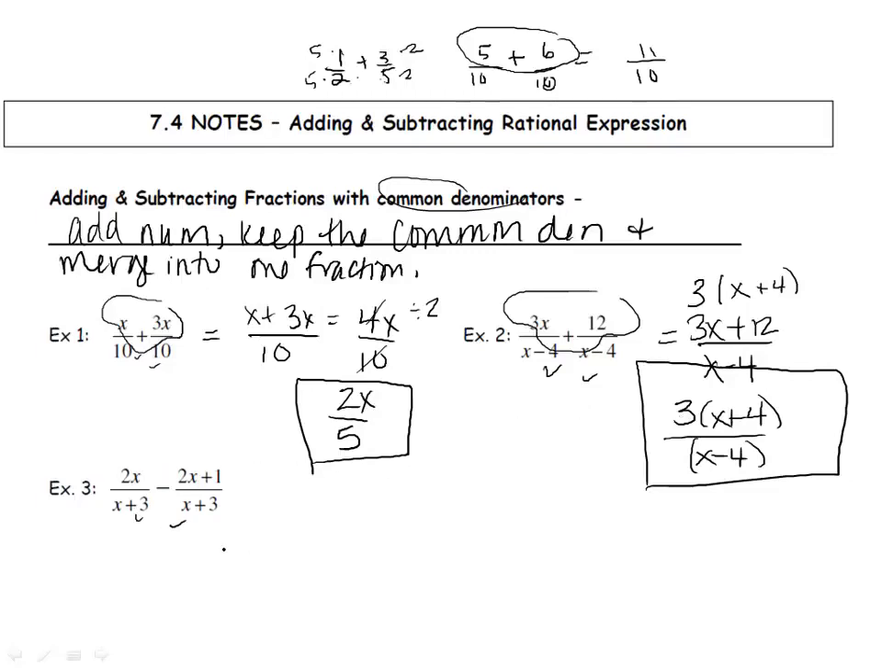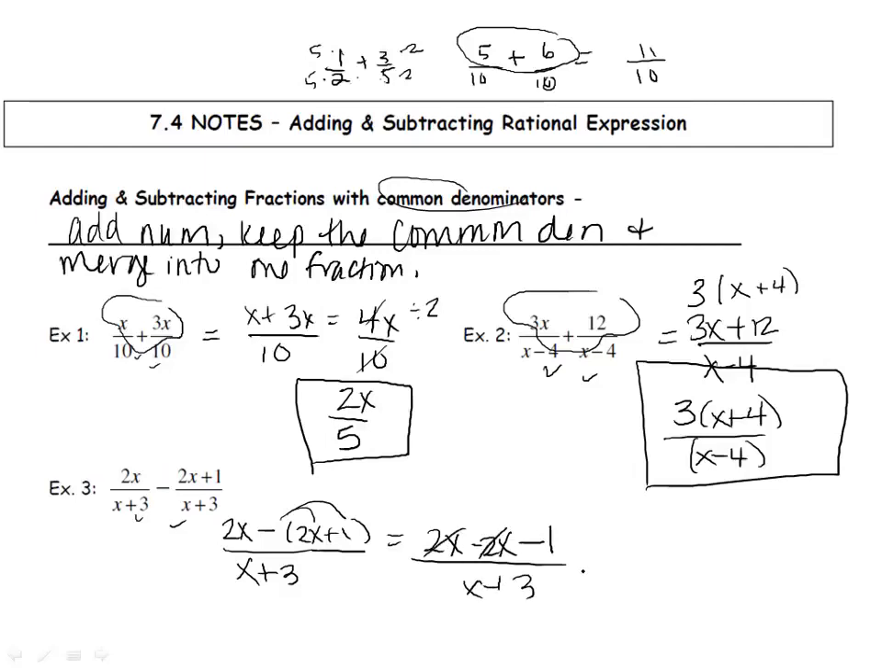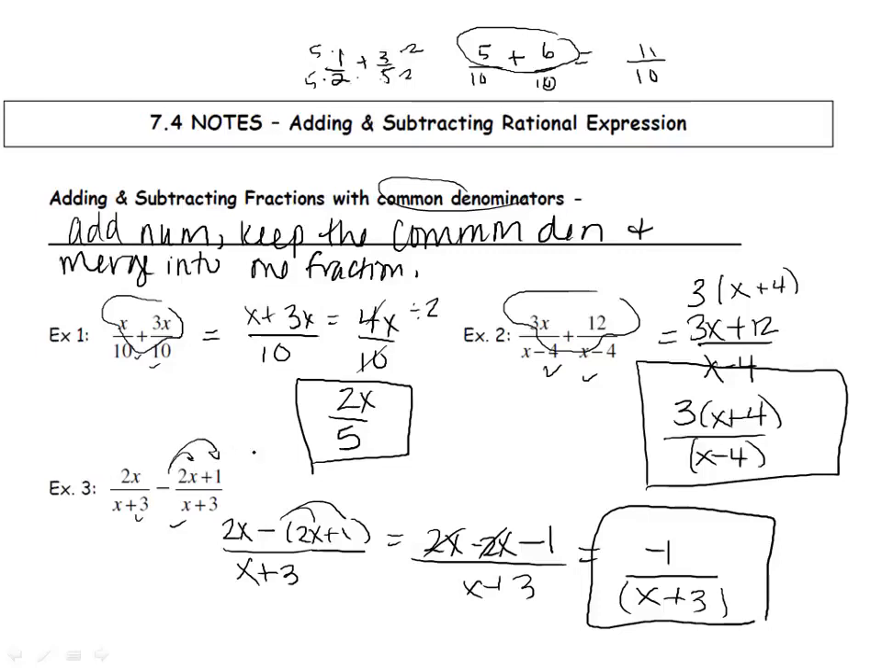Okay, same common denominator here. We're going to merge them into one. We're going to go 2x minus that whole second fraction. So you got to remember that we're minusing both of these. So it's 2x minus 1. And then these are going to cancel, and that's going to leave you with -1 over x plus 3. Just be really careful about the minus sign in front of more than one term because it does distribute out.